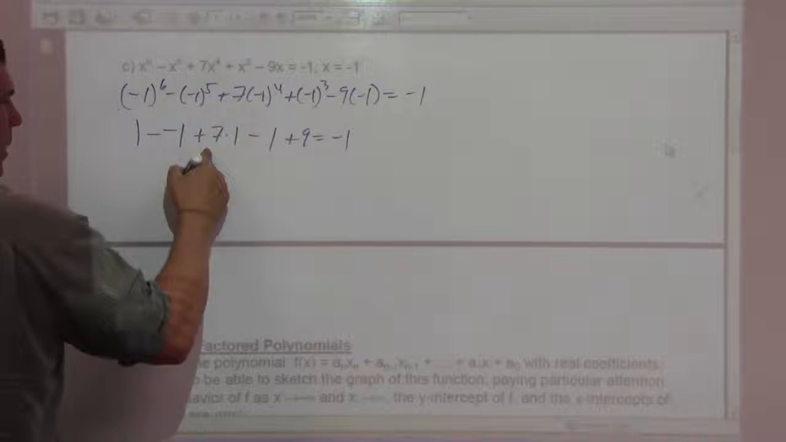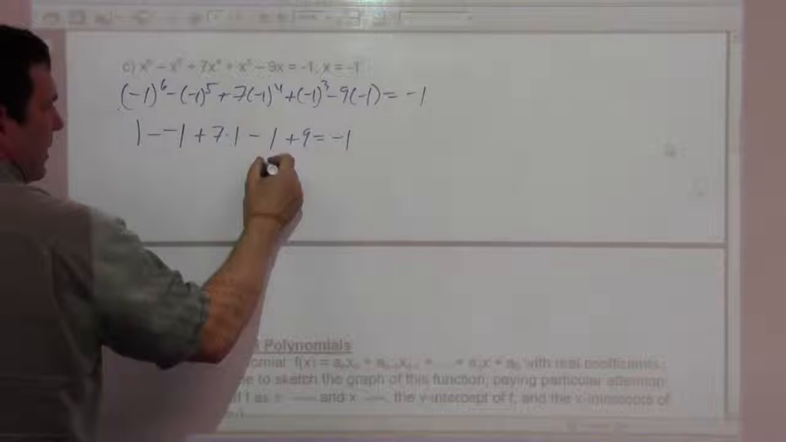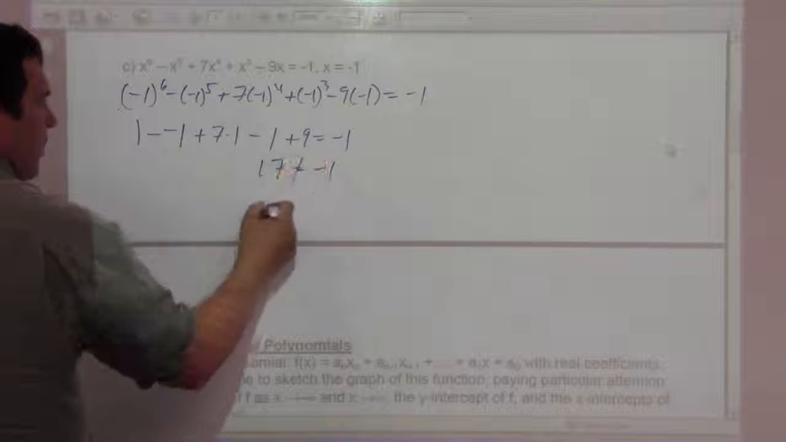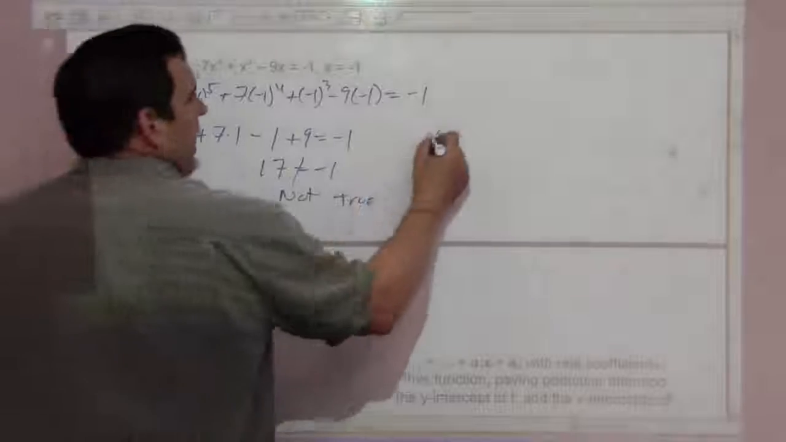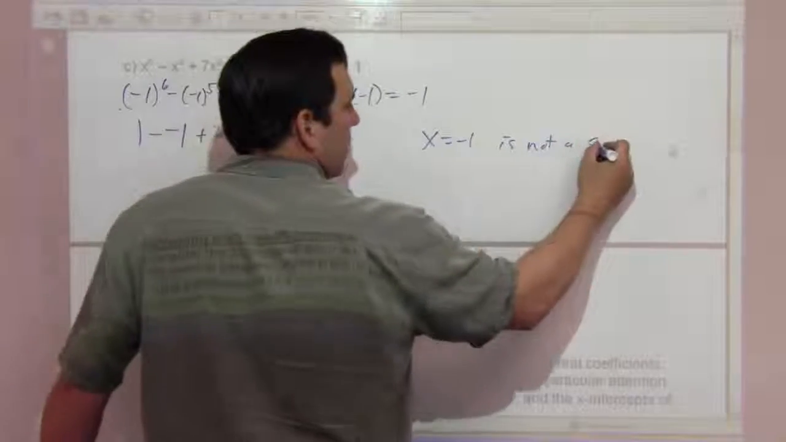Okay, so we get 9, and then minus, so we have 9 minus 1 is 8. 8 plus 9 is 17, equals negative 1. Well, that's not the case. This is not true. So x equals negative 1 is not a solution or root.